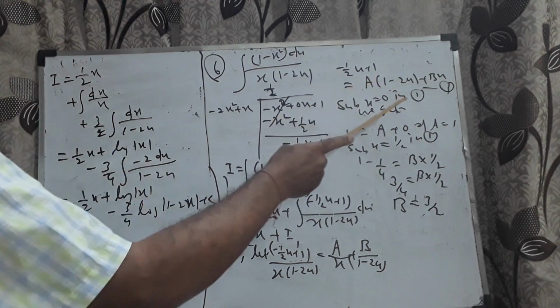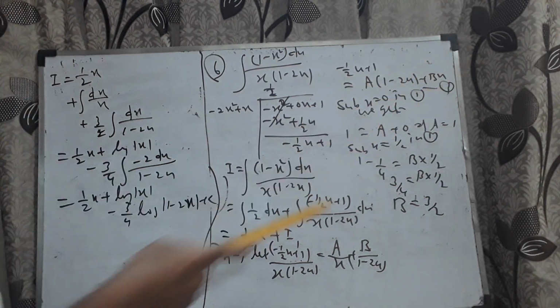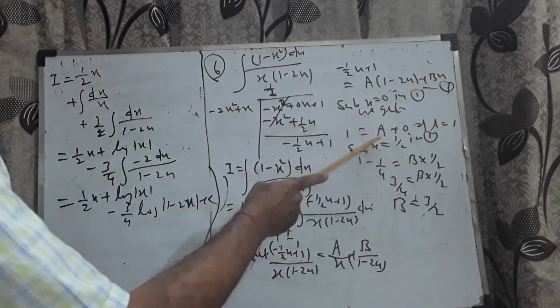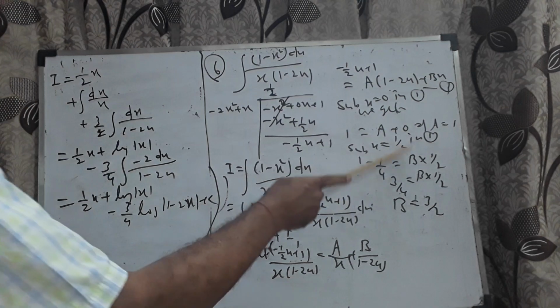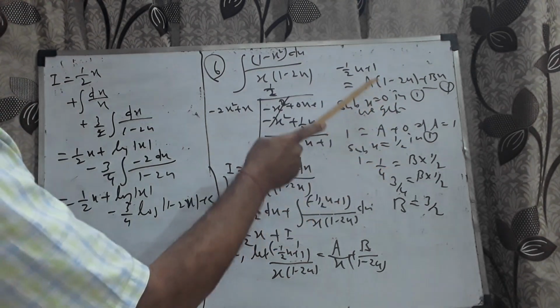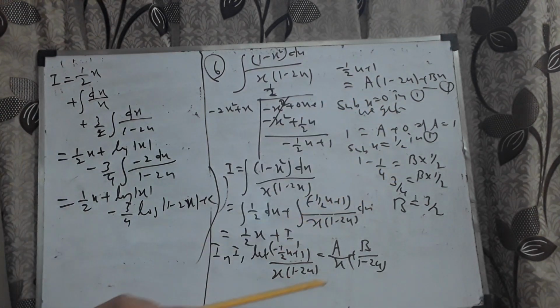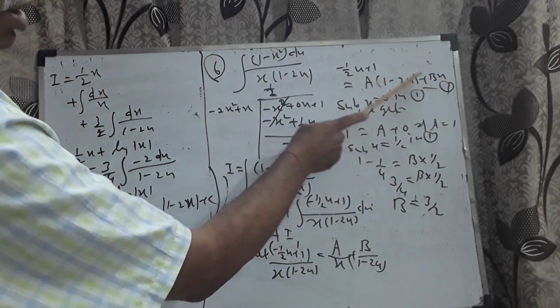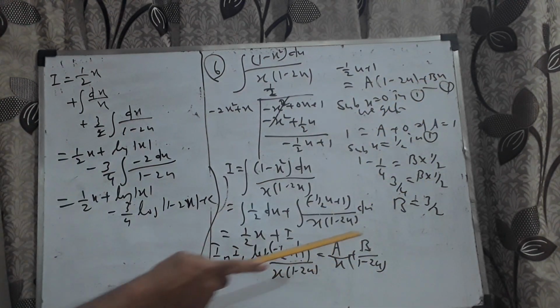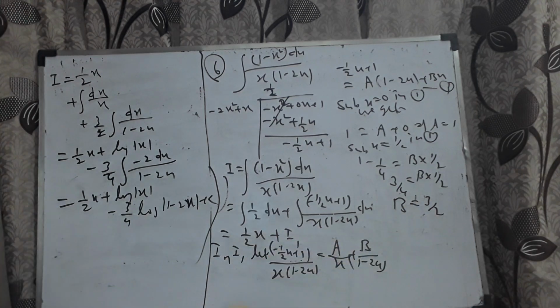Therefore, minus half x plus 1 is equal to a into (1 minus 2x) plus bx. Substitute x equal to 0 here. 1 equal to a plus 0. A is 1. Substitute x equal to half here. 1 minus 1 by 4. Minus half and half is 1 minus 1 by 4. 1 minus 1 by 4 is b into half. This will become 0. 1 minus 1 is 0. 0 into a is 0. b becomes 3 by 2.